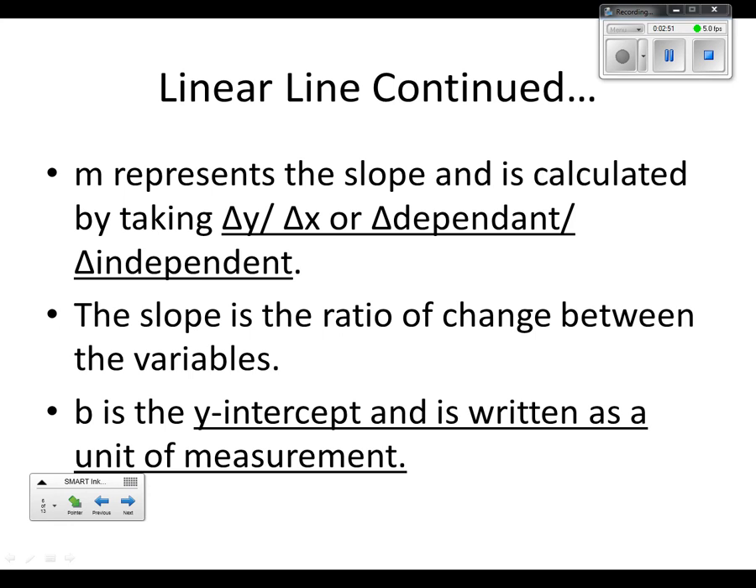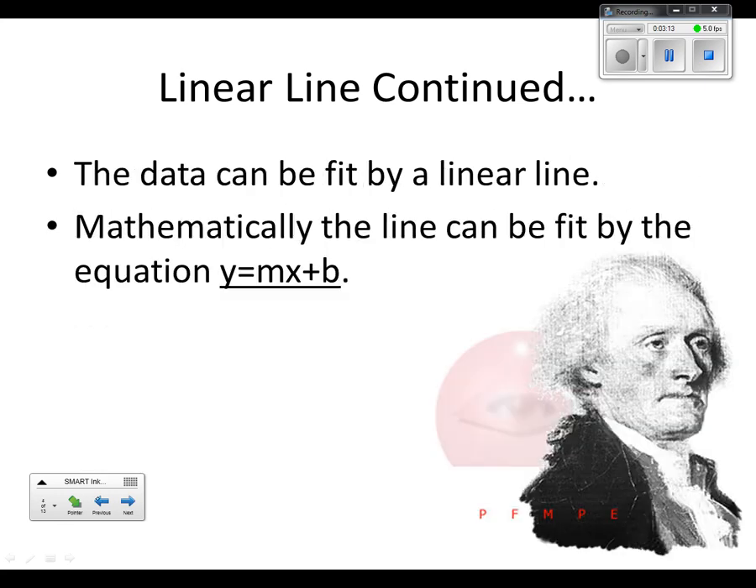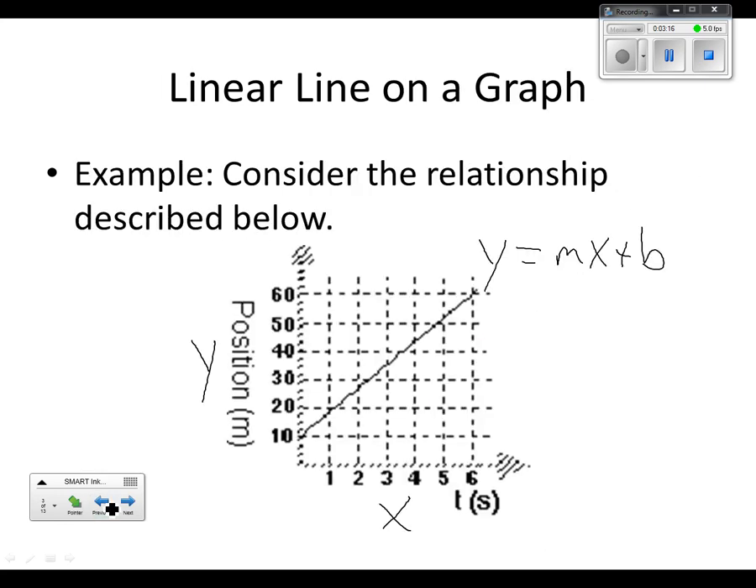M represents the slope and can be calculated by taking delta y over delta x, or the change in the dependent variable divided by the change in the independent variable. Some say it like this: rise over run. Make sure you get that in your notes. That's how you calculate your slope. If you go back to the graph, it's how far up divided by how far over it goes. You take those two numbers, and that gives you your slope.